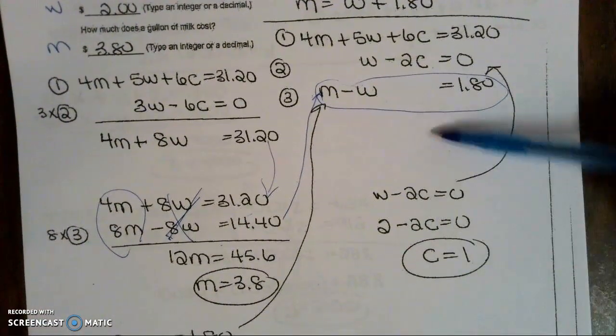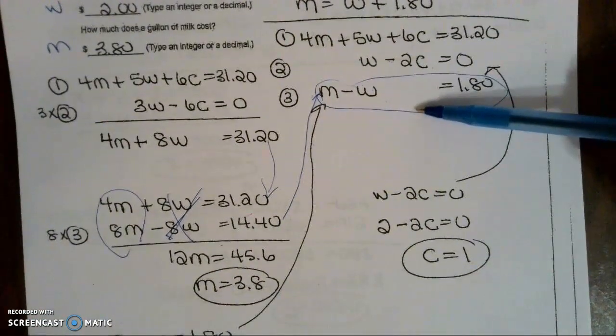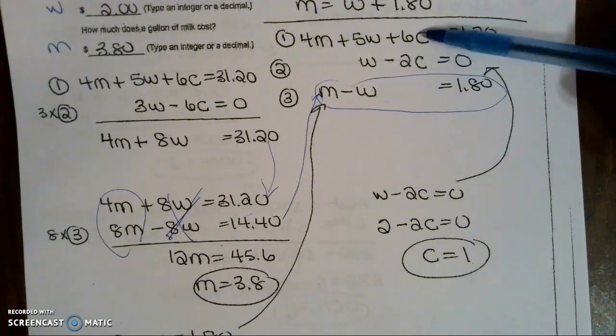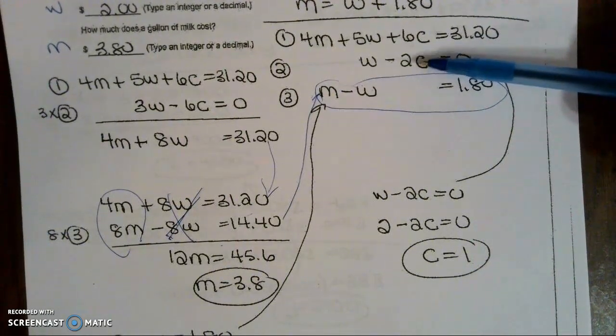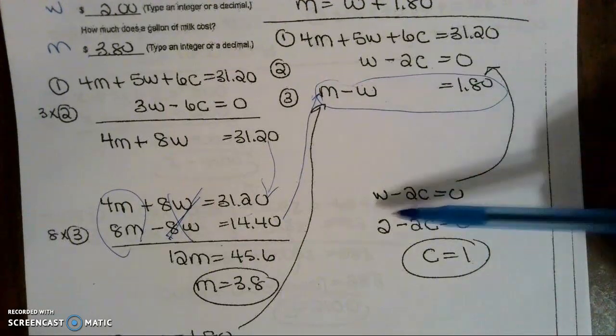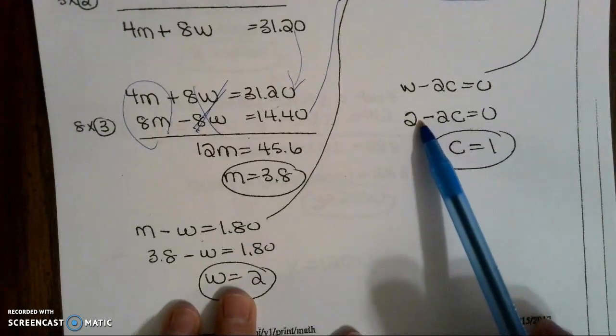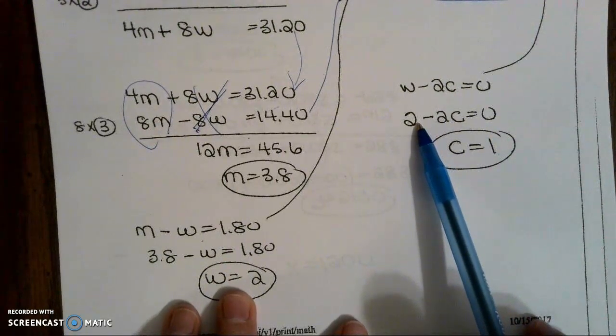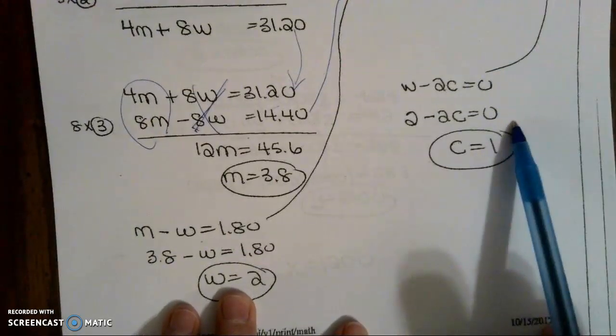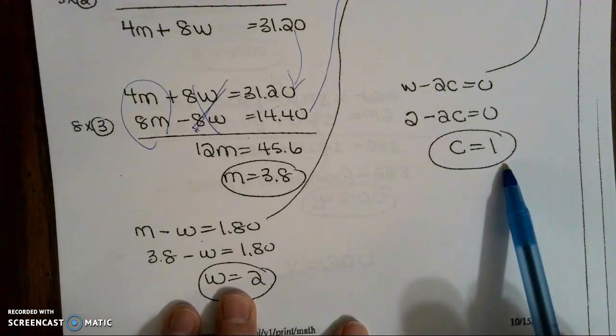Okay, so for this one, again, you can use any of these equations. Actually, you can't use this one because it has to have C, but you can use either of these equations. This one looked easier, so I just decided to use this one. W minus 2C is equal to 0. I know that W, water, is $2. So 2 minus 2C is equal to 0, so C is equal to 1.